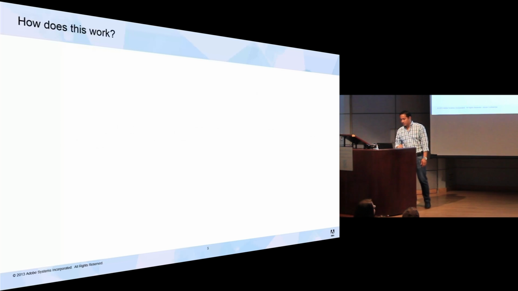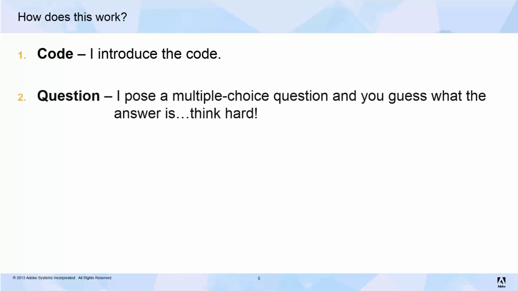The format, so how is this going to work? There are 5 steps here that I've set out. First, I'll introduce the code. Like I said, it's going to be pretty short, anywhere from 2 to 15 lines. Then I'm going to pose a multiple choice question, and you guess what the program does. Think hard though, because they're not always intuitive.